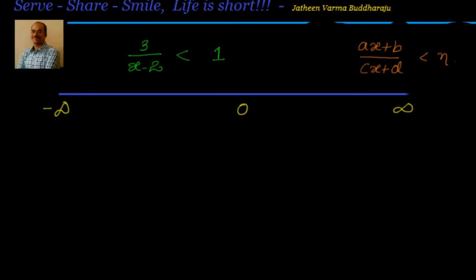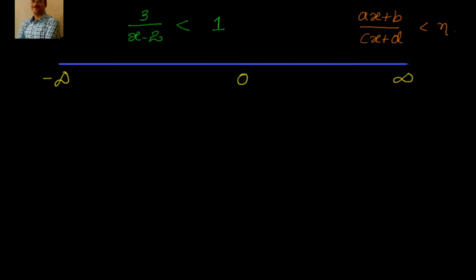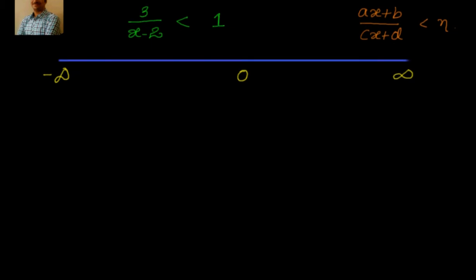So let's look at this example: 3 by x minus 2 less than 1. Now how to solve this one? So I'll go ahead and write it. My first step will be 3 by x minus 2. Always remember, whenever you want to solve this type of problem, always try to get the right hand side to 0, either with less than or greater than. That way it will be easy for you to solve the problem. We will see how it is easy.